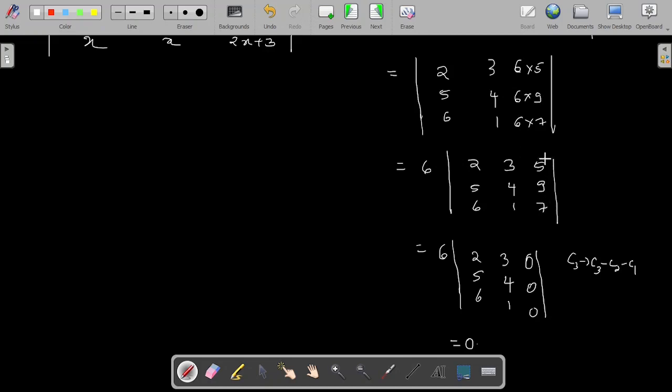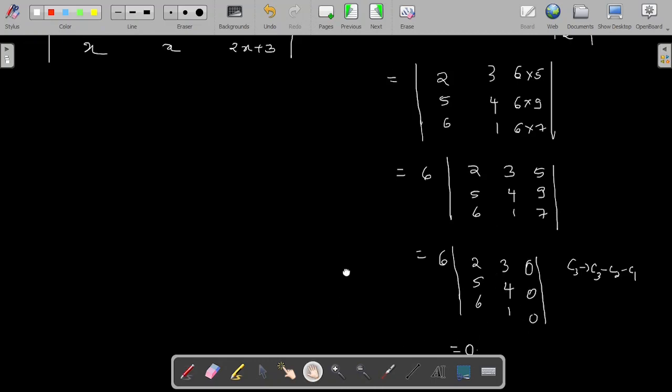Now you can see that this third column can be obtained from the rest: 3 plus 2 is 5, 5 plus 4 is 9, 6 plus 1 is 7. So 5 9 7. Here you will have C3 minus C2 minus C1 if you do it for the third column. So 5 minus 3 minus 2 is 0, 9 minus 4 minus 5 is 0, 7 minus 1 minus 6 is 0. Therefore, any row or any column with all entries 0, the value of the determinant is 0.